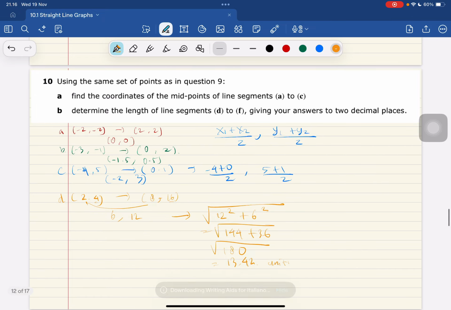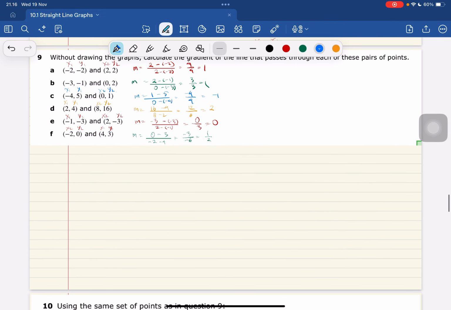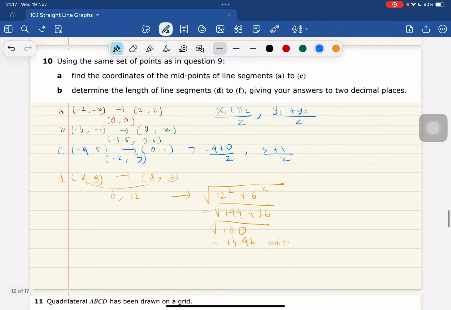Next for E, let's write it here. E is minus 1, minus 3, and F is 2, minus 3. So find the difference for x: minus 1 and 2 is minus 3. Then minus 3, the difference with minus 3 is 0. So square root of minus 3 squared plus 0 squared. So this is 9. Square root of 9 equals 3. So the length is 3.